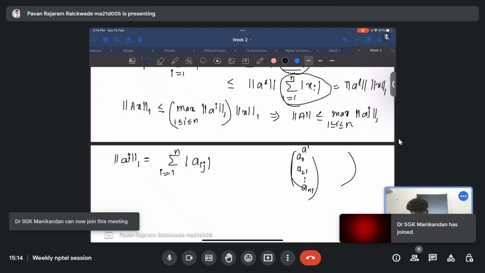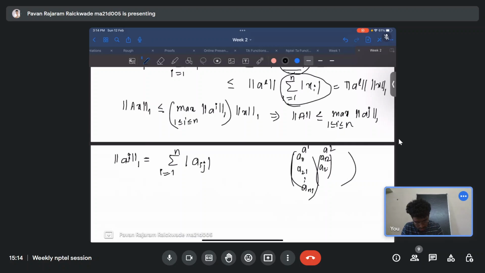So this collectively is A1. Similarly, here will be the second column A2, with entries A12, A22, A32 and so on. The norm of A1 will be the summation of all entries in the first column, which I wrote here: the summation of mod Aij, i going from 1 to n, with j fixed.